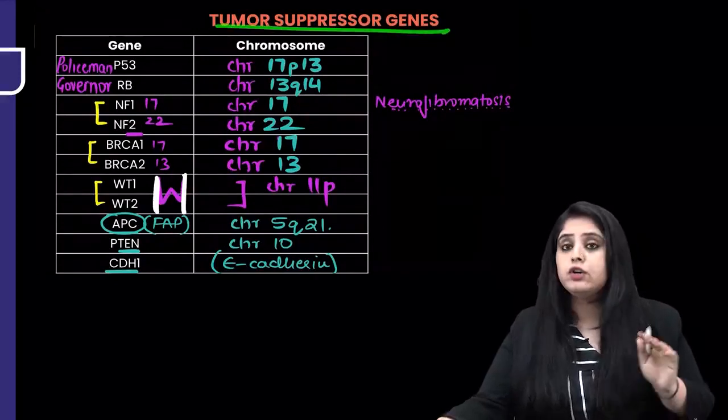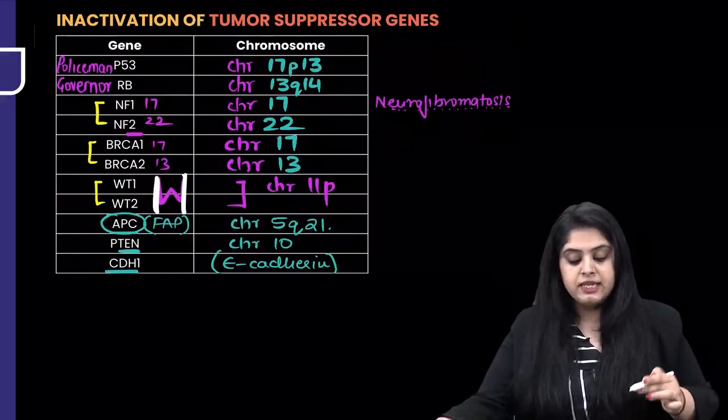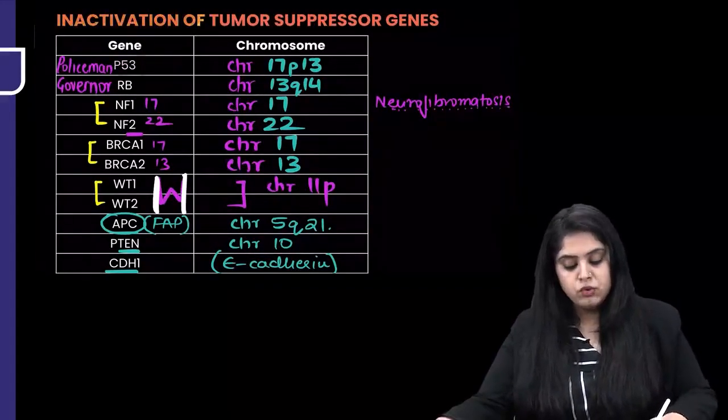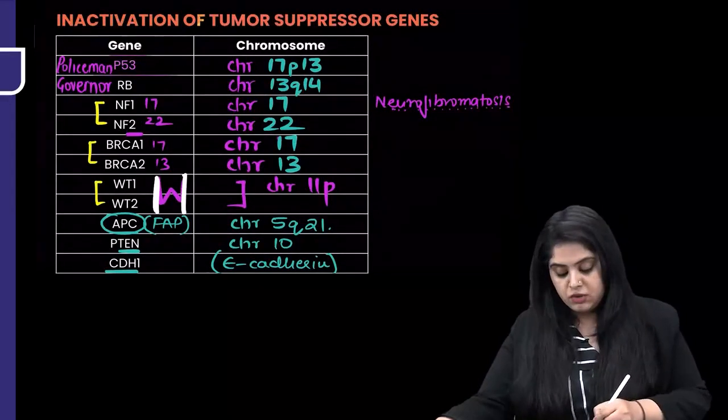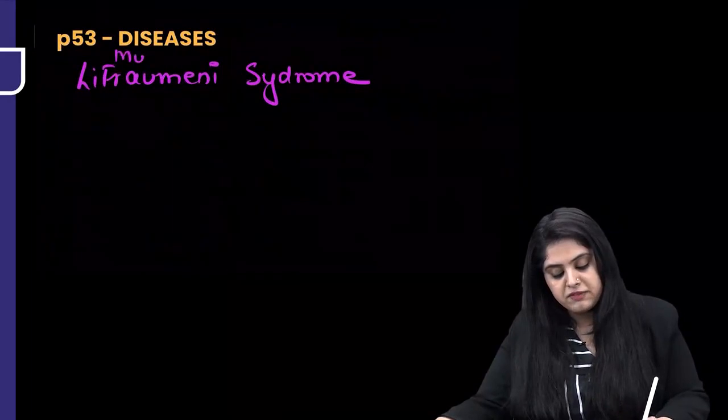Till now, these were all your normal good people. They are fighting for you. Cancer comes and says, I will chuck them out. Inactivation of tumor suppressor gene is what I'm going to do. So imagine it goes and inactivates your P53, your policeman. What is that known as? When there is a mutation in P53, it is known as Li-Fraumeni syndrome.